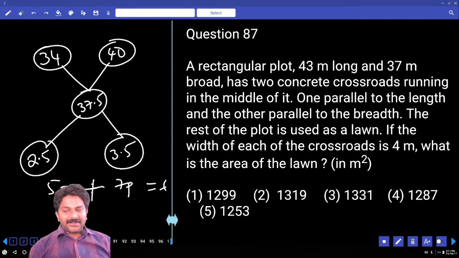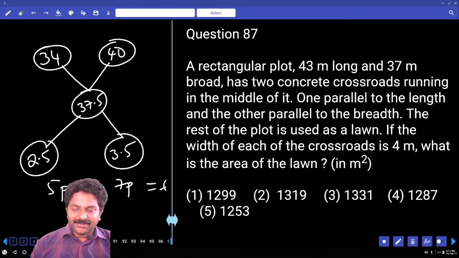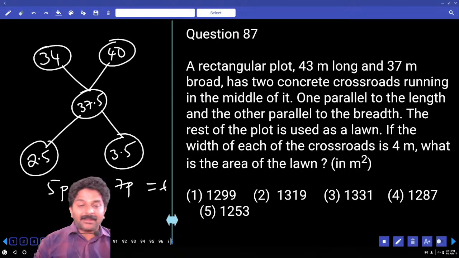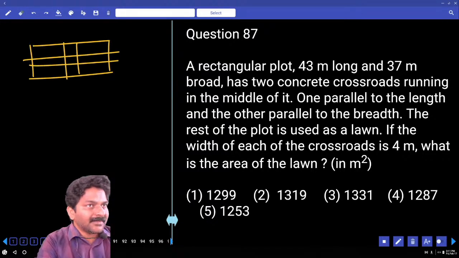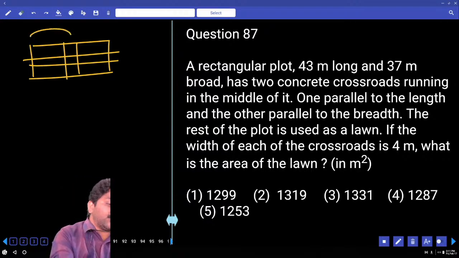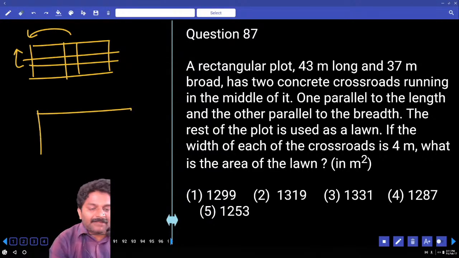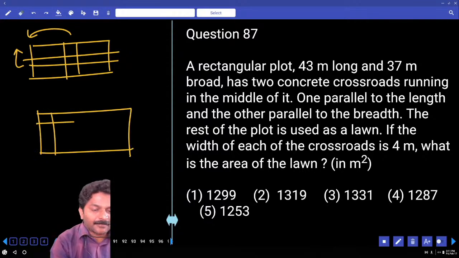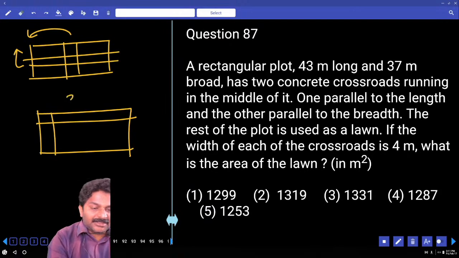A rectangular plot 43 meters long, 37 meters broad, has two concrete crossroads running in the middle of it, one parallel to the length, other parallel to the breadth. According to the original image, the roads are like this. But I will shift this one to this corner and the middle road to the top corner. Then it will look like this. Can I do that? Yes. This is 43, this is 37.